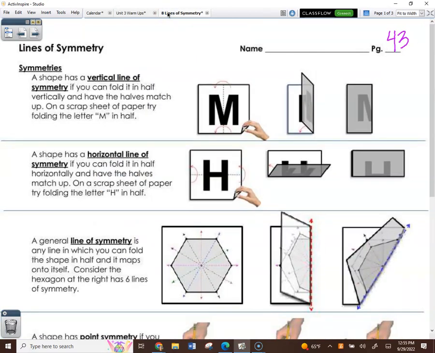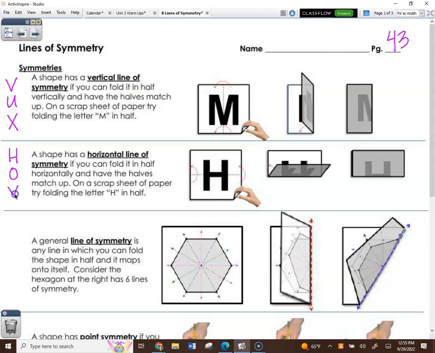Having said a vertical line of symmetry, there is a horizontal line of symmetry. With these two, the acronym that I taught you would be really helpful here. Which acronym would go for vertical? Yeah, so this would be VUX.